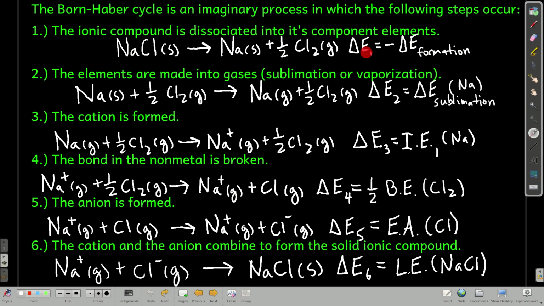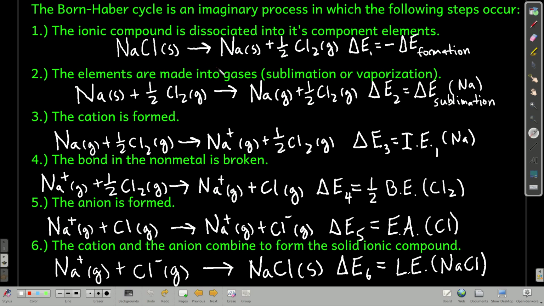The change in energy for this process, we're going to be very interested in that. The change in energy is negative the change in energy of formation. What does that mean? Well, you can look up how much energy it takes to make sodium chloride from its elements, the exact opposite of this reaction right here. When you reverse a chemical reaction, the change in energy for the reverse reaction is the same magnitude but opposite sign. So the energy we want is the negative of the change in energy of formation for sodium chloride, or whatever compound we're looking at.